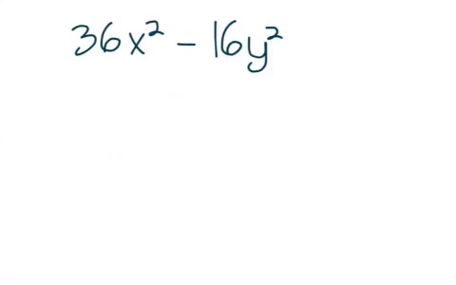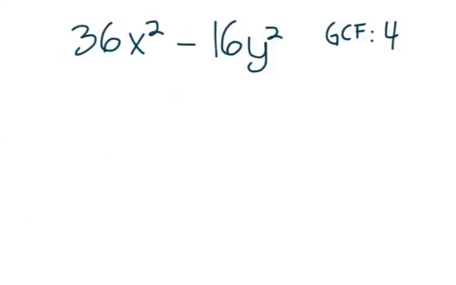So I want to see if there's a number that both of these can be divided by. And not just any number, but I need the biggest number that they can both be divided by. Go ahead and pause and see if you can figure out what is the largest number that both 36 and 16 can be divided by. GCF for this is 4. It goes into both 36 and 16, and nothing bigger goes into both of them.